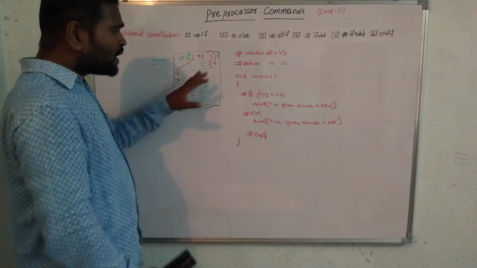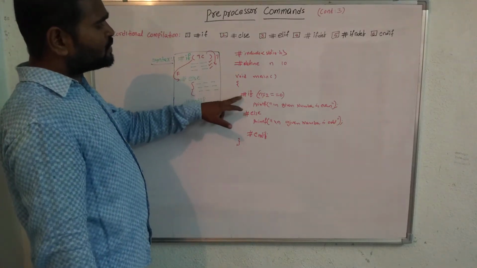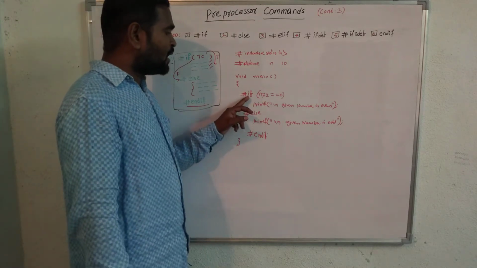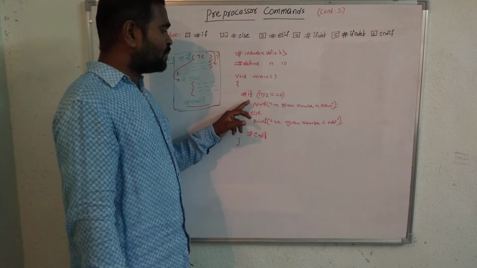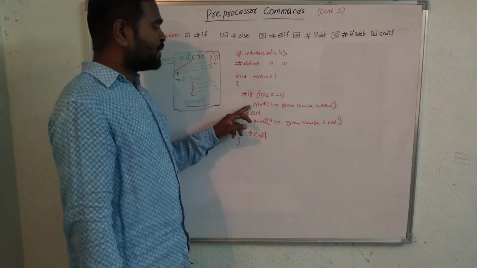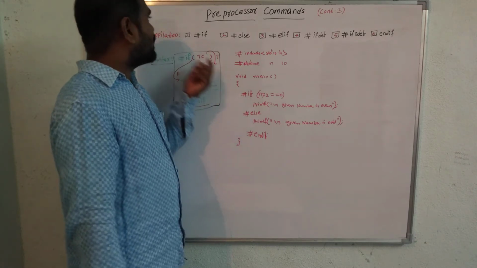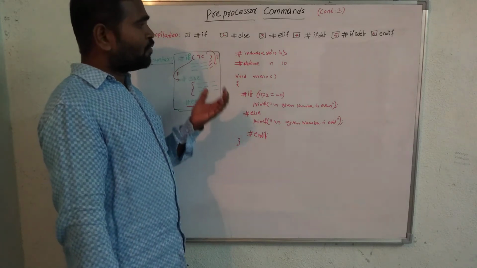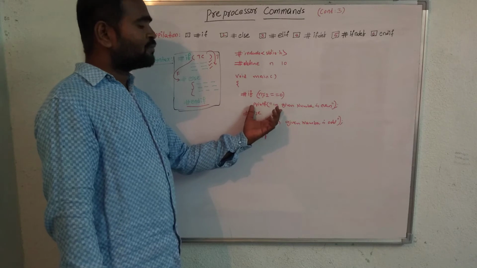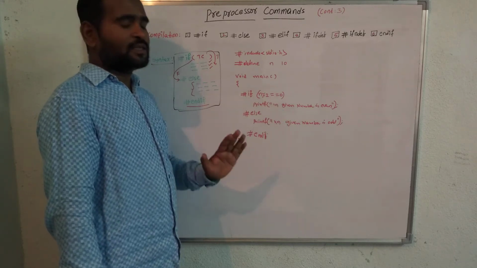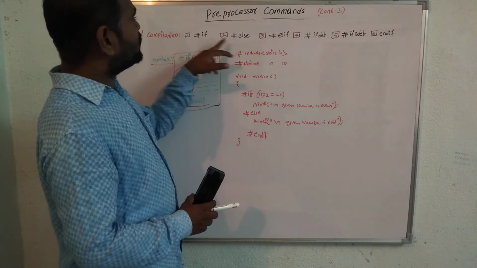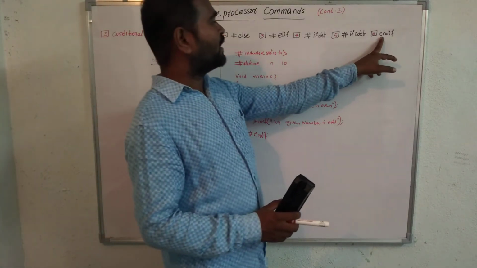So in this example, it is very similar to if-else, but the difference is that under this if statement we didn't mention any curly braces. Also, these preprocessor commands are processed before the compilation. That is the main difference. So this is the example for #if, #else, and #endif.